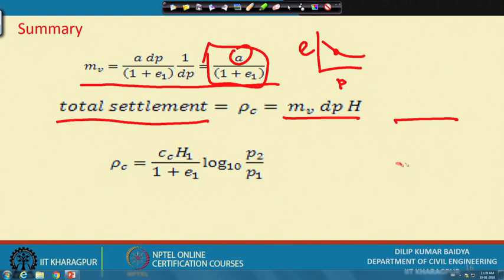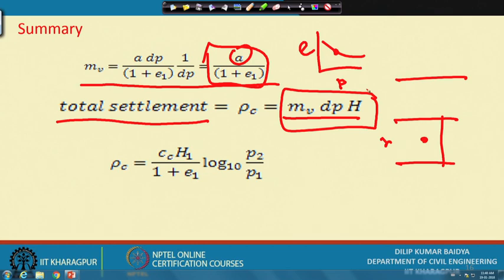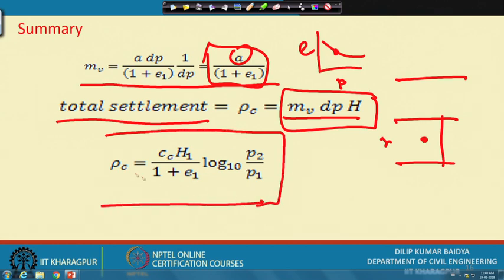Suppose there is a layer here, and at this point I know the pressure increase, the mv value, and the thickness. Then by using this equation I can find out the total settlement. Then another way to find out the total settlement was the compression index method.